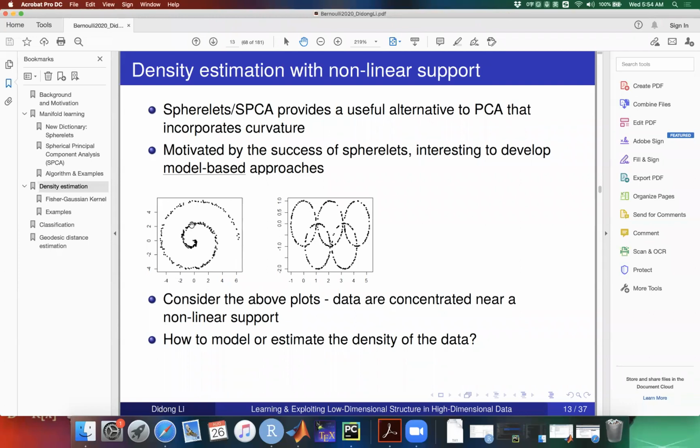But it's a very interesting question: if there's a low density region, how do we adjust for these low density regions? Yeah, that's a very good question.